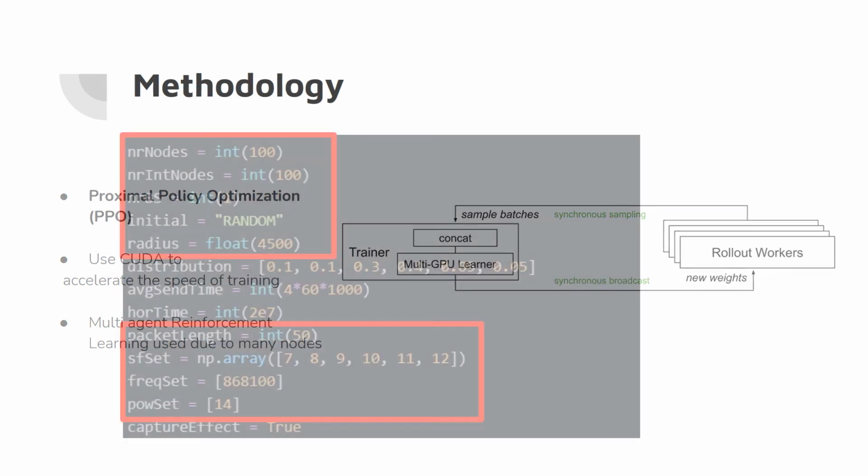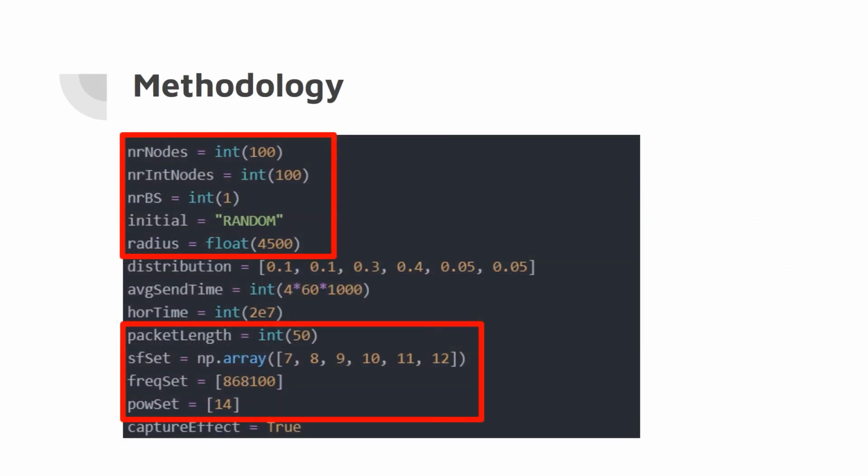This will be the simulation parameters which I'm going to implement. Here I have defined 100 nodes and also 100 intelligent nodes. The meaning of intelligent nodes is that they will have the ability to decide their own spreading factor, power set or frequency, which in this case is the thing that I want to manipulate. And then I will set one base station, which is the destination of the data.